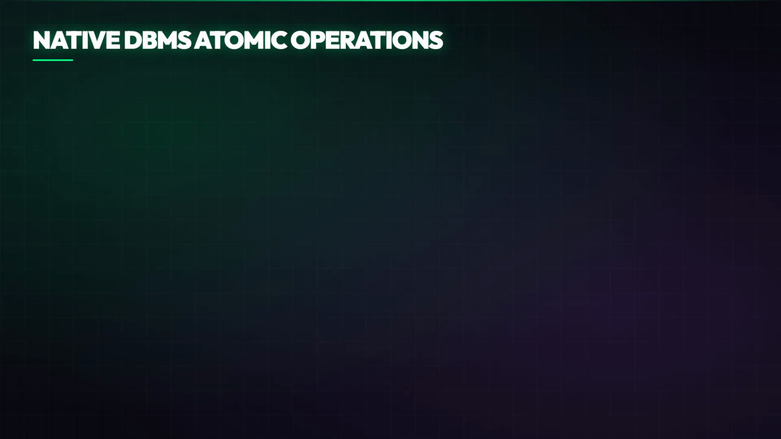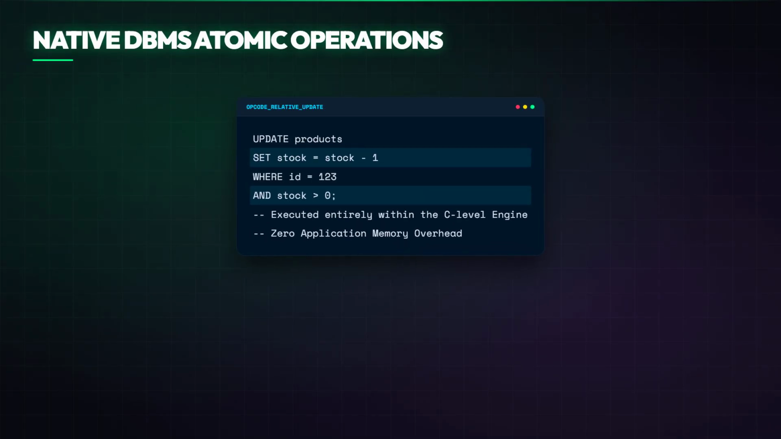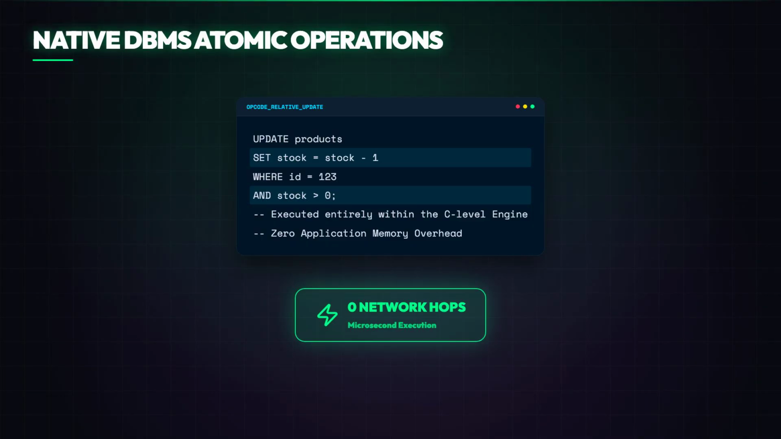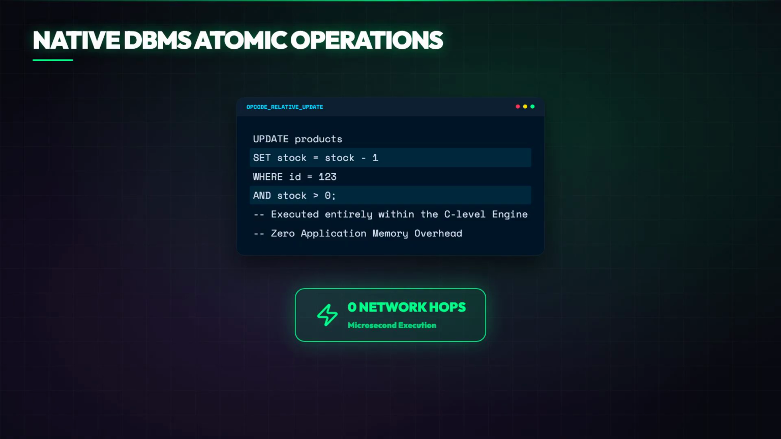Before you over-engineer a complex distributed system, stop and ask yourself, do I really need a lock at all? For simple math and state changes, use native atomic operations. One SQL statement handles the read, modify, and write cycle in a single, uninterruptible step. Update products set stock equals stock minus 1, where ID equals 123 and stock greater than 0. The database engine handles this at the hardware level, using CPU mutexes with extreme concurrency.